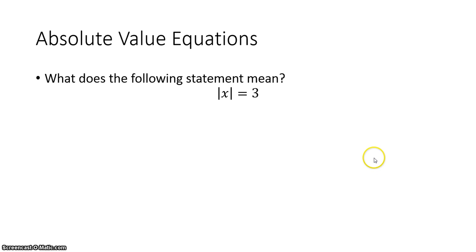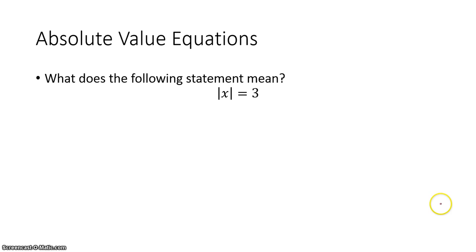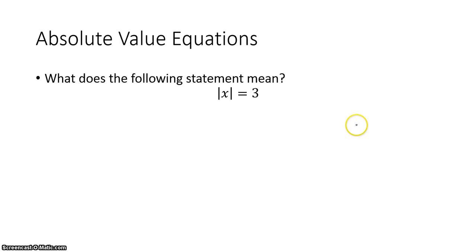So my question is, what does the following statement mean? The absolute value of x equals 3. What kinds of values could we have for x? Well, x could surely equal 3. That'll work for us. Is there anything else that x could equal? So this is the same as x equals 3 or x equals minus 3.